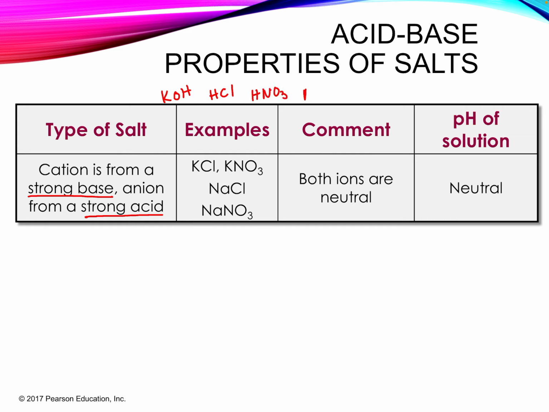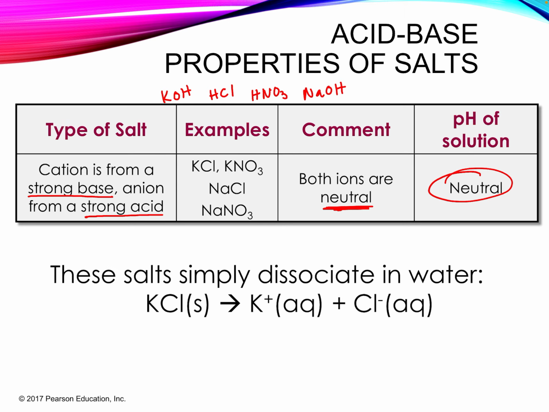But those are all strong acids and strong bases. Since we have all of these strong acids and strong bases, both the ions are neutral. None of these cations or anions is from a weak acid or a weak base, and that's what we're looking for in order to change the pH. Since both the cation and the anion are from strong species, the whole pH is going to be neutral. So these salts are just going to dissociate in water. pH is neutral, nothing exciting happens.